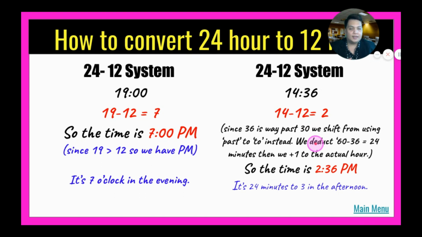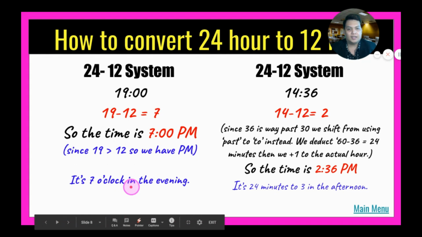How do we then convert 24-hour to 12-hour clock system? This time we have the 24-hour time right over here. Since from 12 to 24 we add 12, this time we're going to reverse the process. So instead of addition, we will use subtraction. Now we have 1900 hours. So 19 minus 12 is 7. So the time is 7 p.m. Why? Because 19 is higher than 12, so therefore it's p.m. So it's 7 o'clock in the evening.